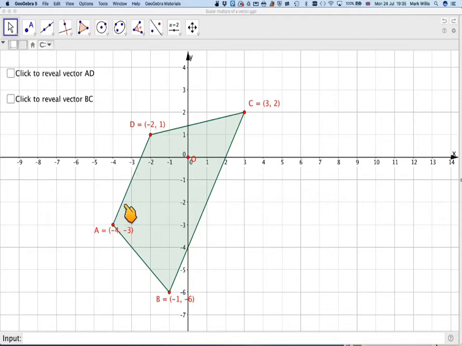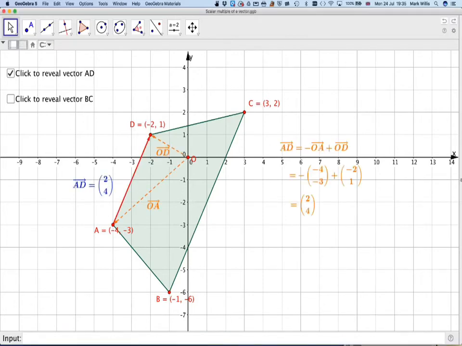Okay, so what we're going to do is calculate the vector A to D. Now if I click this over here, we'll get a bit more information. This is the actual answer, but let's see how we can get to the answer. Now to go from A to D, I need to go from A to the origin, and from the origin to D. Once you've plotted a point onto a graph, the vector from the origin to the point is called a position vector. So the two orange vectors here are position vectors.